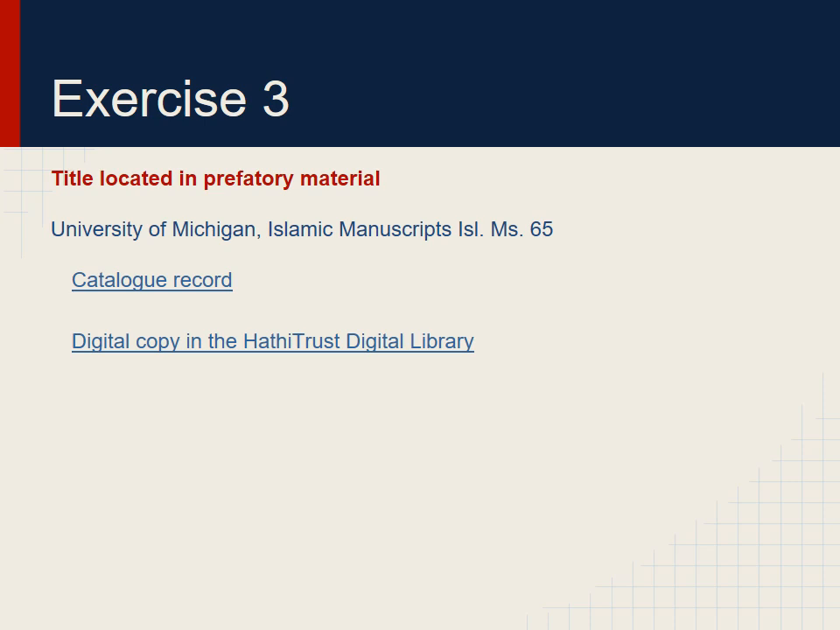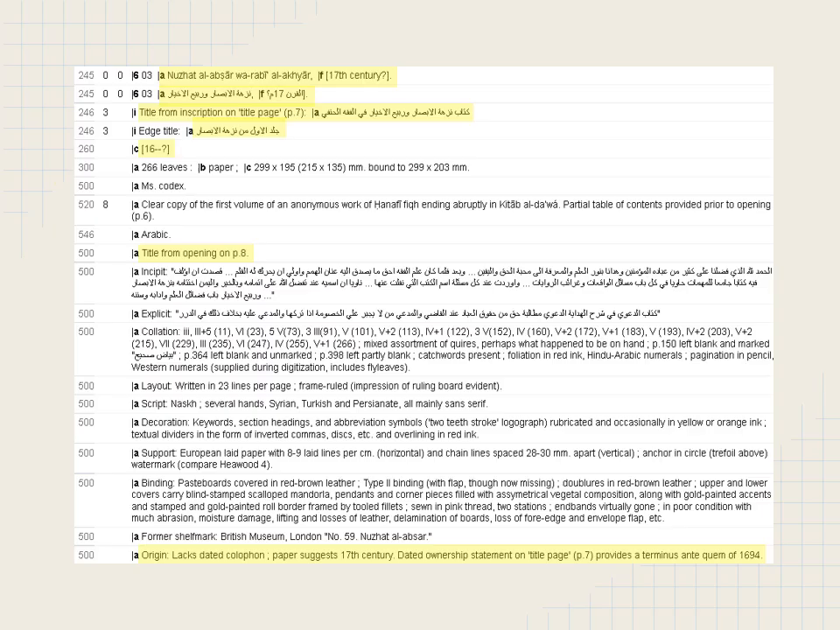Our third example is a manuscript from the University of Michigan with the title located in the prefatory matter. The text is an anonymous treatise on Hanafi fiqh entitled Nuzhat al-Absar wa Rabi' al-Akhyar. Here the title, author, and production information has been highlighted on the bibliographic record.